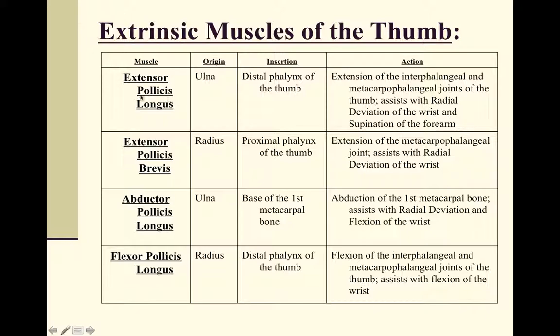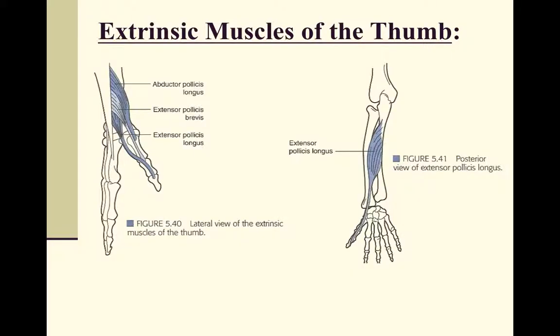So extensor pollicis longus, going to extend the thumb, okay? It also helps with radial deviation. Extensor pollicis brevis also does extension, also does radial deviation. So those are basically the same. Then you have your abductor pollicis longus, which is going to abduct that first metacarpal, okay, and assist with radial deviation. And then flexor pollicis longus is going to flex and assist with wrist flexion. So just kind of understand those actions.